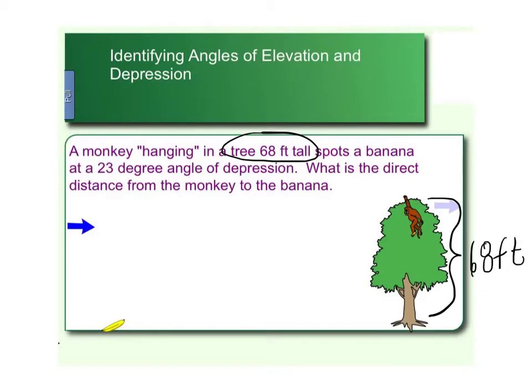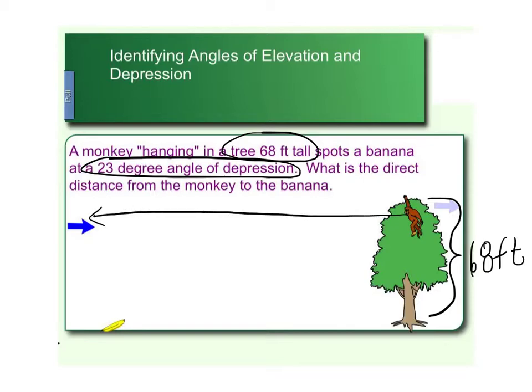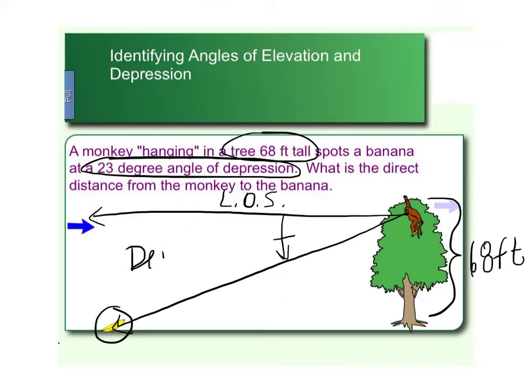It says the monkey spots a banana at a 23-degree angle of depression. So you have to think about angle of depression. Well, if this is your monkey and he looks straight across, remember we said this is called his line of sight. So the angle of depression is when the monkey actually looks down at the banana, finds it. Remember, this is called the angle of depression.